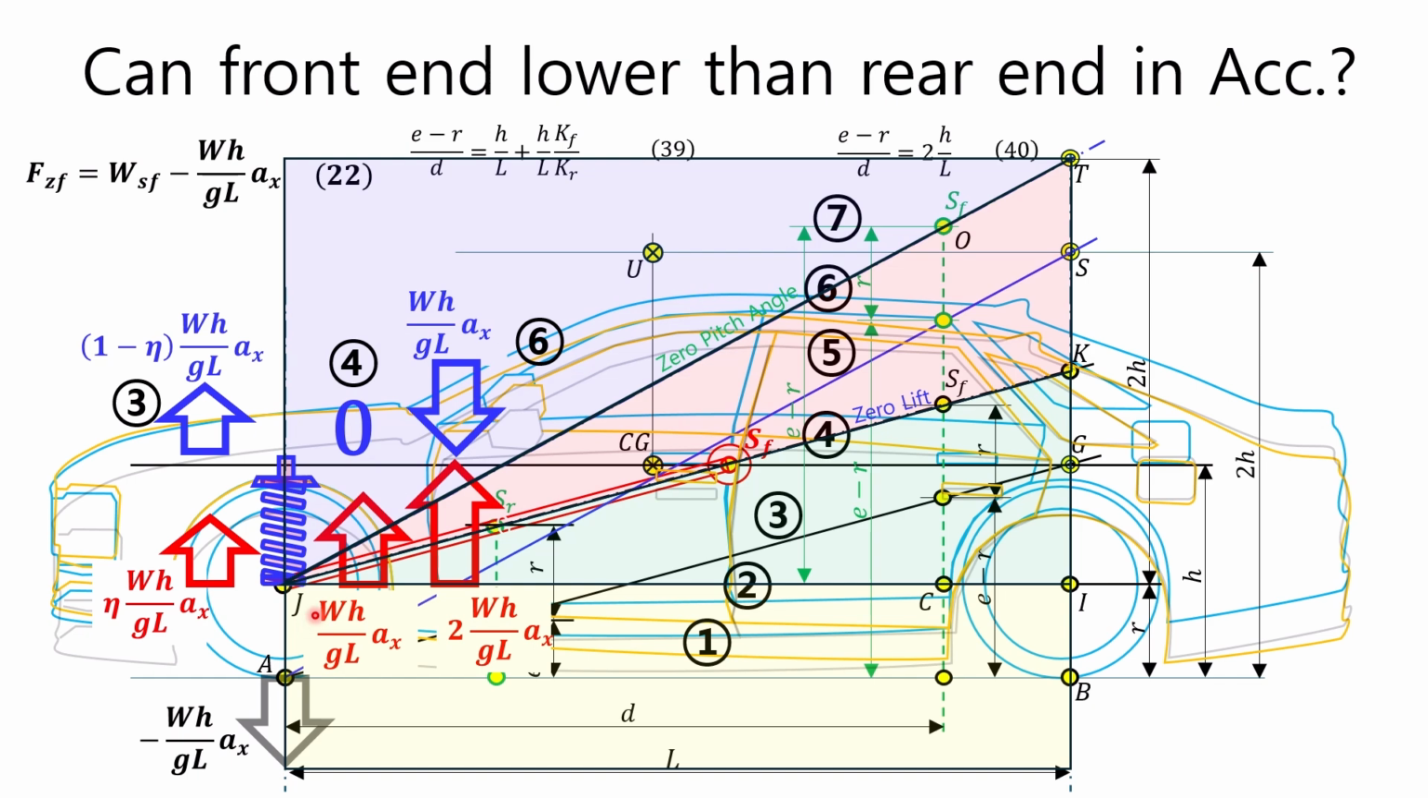Figure 6 illustrates the case where the virtual reaction point SF lies on the pitch angle 0 line, connecting points J and T, in which case the pitch angle is 0. In this case, the vertical dynamic load acting on the spring acts vertically downward as a compressive force, and the vertical dynamic load acting on the link acts as a tension force, which is twice the total vertical dynamic load transmitted by the vehicle. At this time, the value of eta is 2. Let's continue to examine the locations of the remaining virtual reaction points.